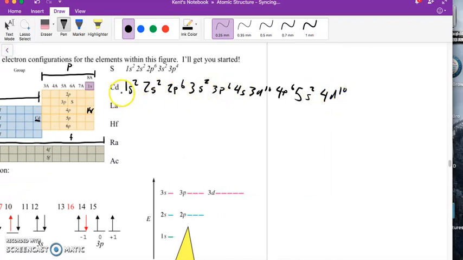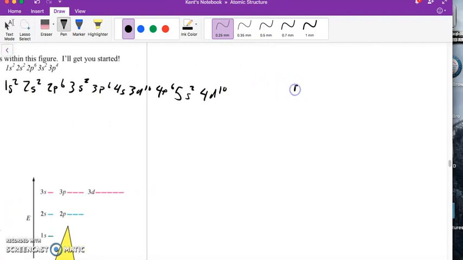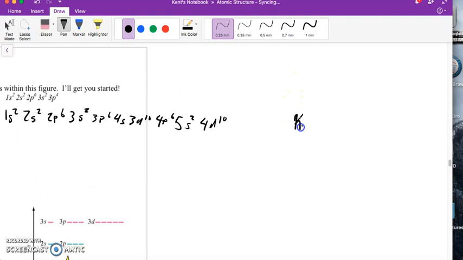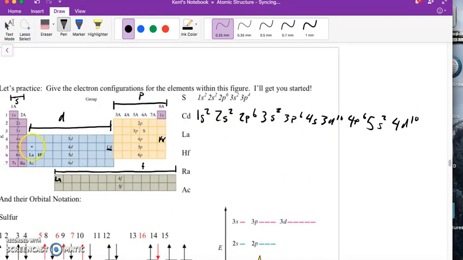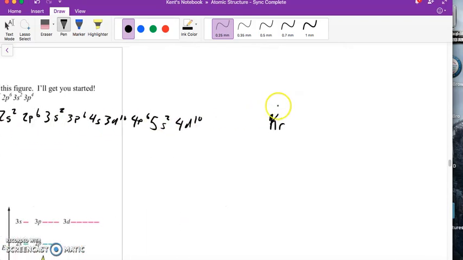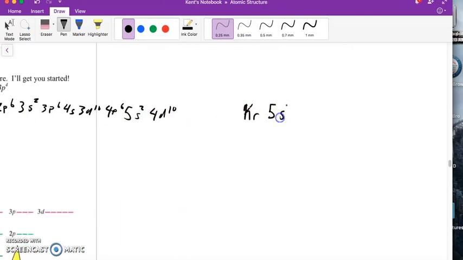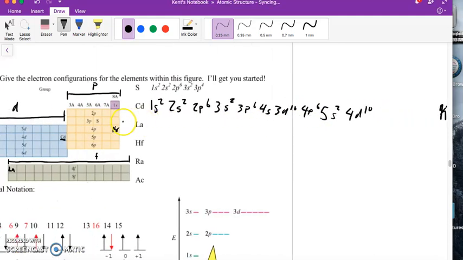There's a shorthand way of writing this. So if you notice krypton's up here, it's the noble gas right before cadmium. The way you can write cadmium shorthand is to say, okay, it's got krypton's electronic configuration, and in addition to krypton's electronic configuration, it's got the 5s and the 4d. So we could say 5s2, 4d10. That's the shorthand way of writing it.